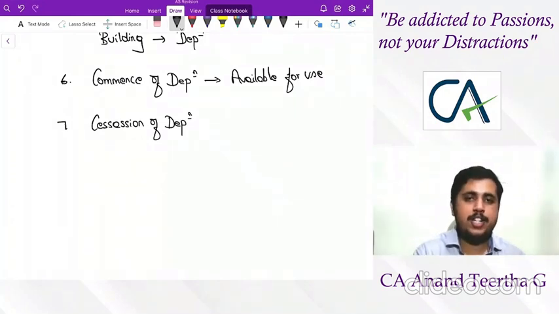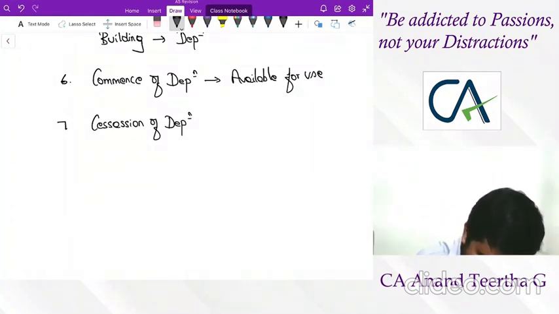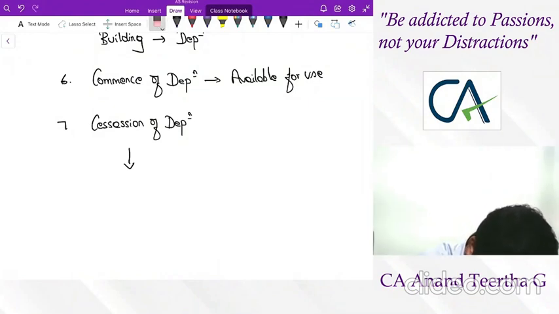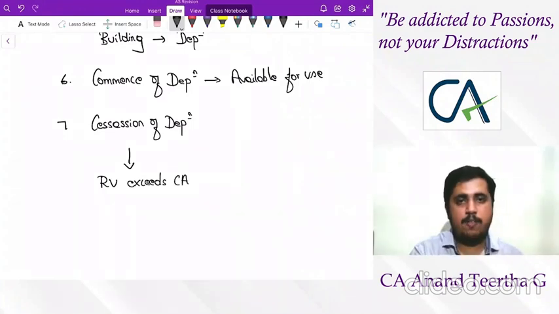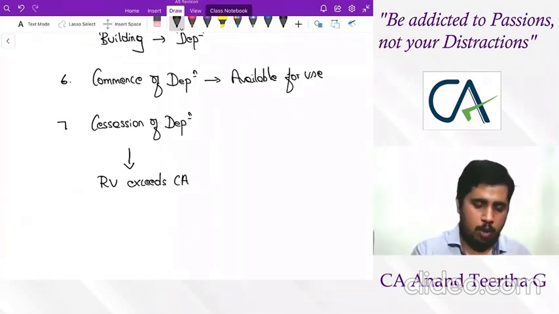Depreciation will come to an end under two situations. Number one, when residual value exceeds carrying amount, stop applying depreciation. The asset is still with you, but don't apply depreciation. Reason being, if carrying amount comes below residual value, then the asset should be shown at residual value. Do not start applying depreciation at all.